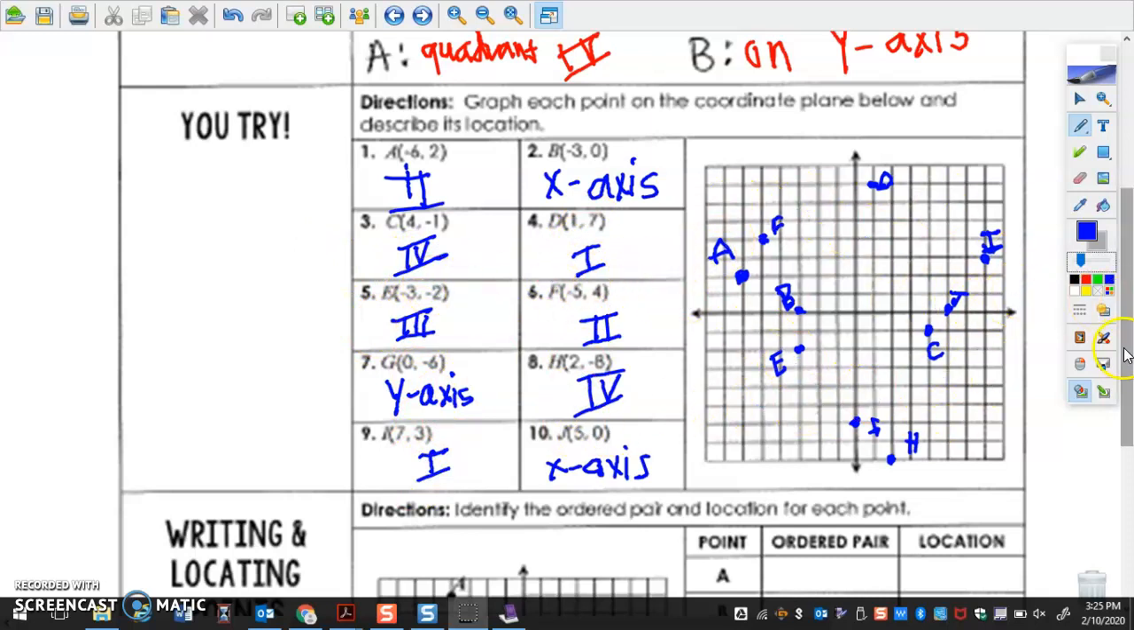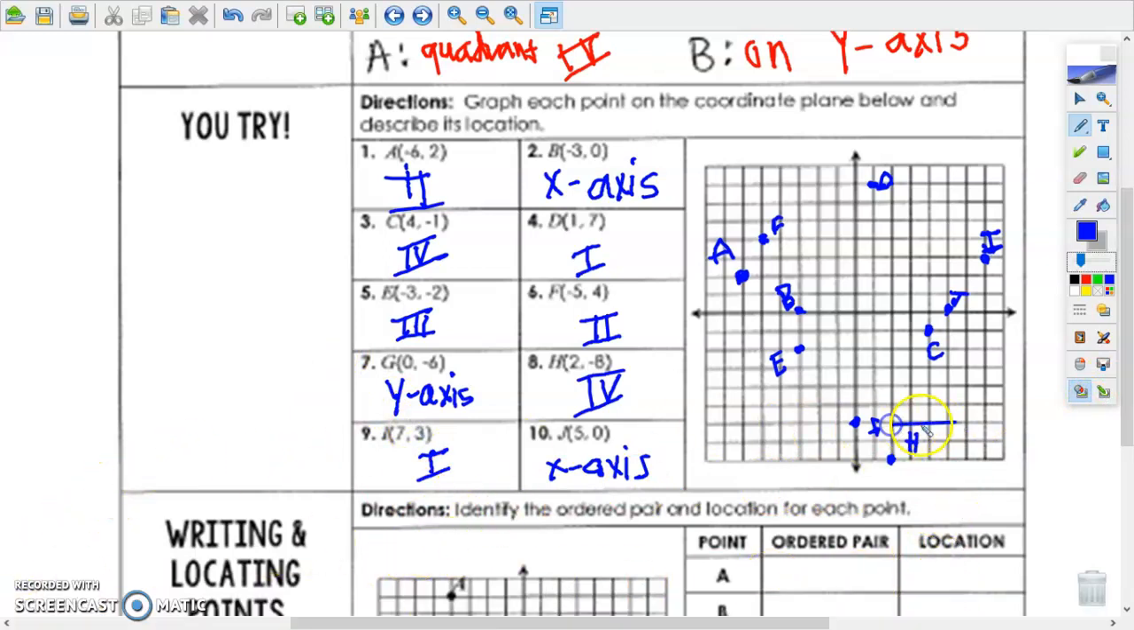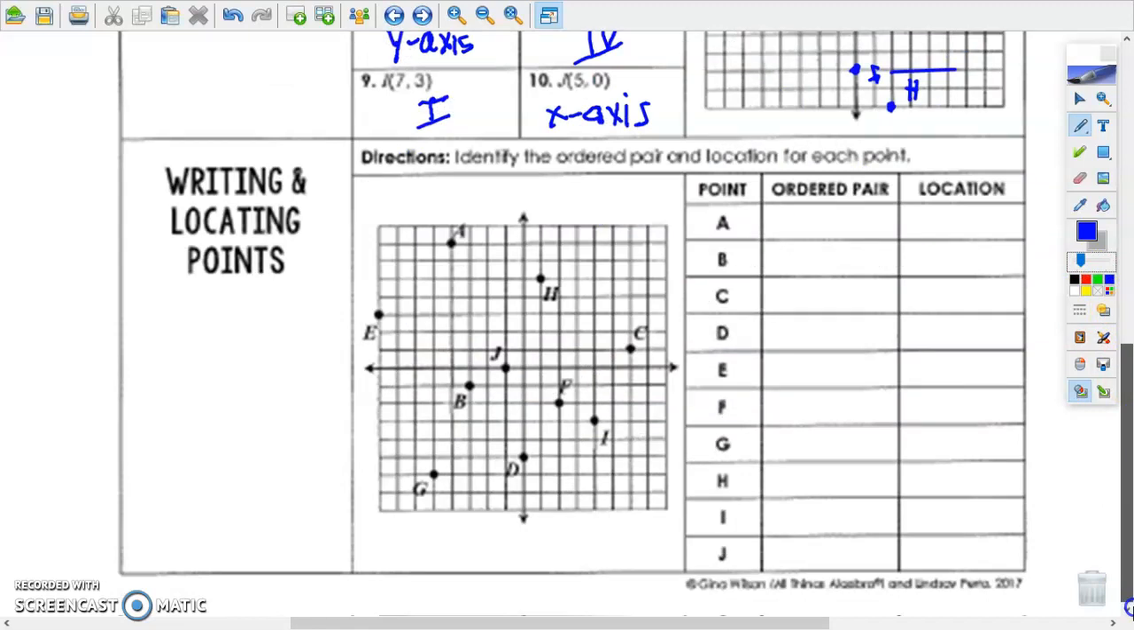Because if you don't know how to plot these points correctly, this whole unit is going to be pretty hard, this whole topic. So in order to understand functions, make sure you feel good about how you plot these. Pause it if you need to check, and then we're going to go down and do that bottom part. Okay, so try this part down here, identify the ordered pair, and then put the location for each one. Pause and see how you can do.